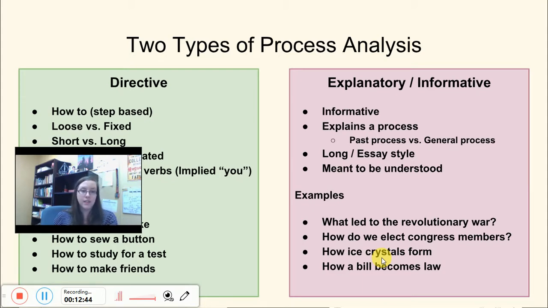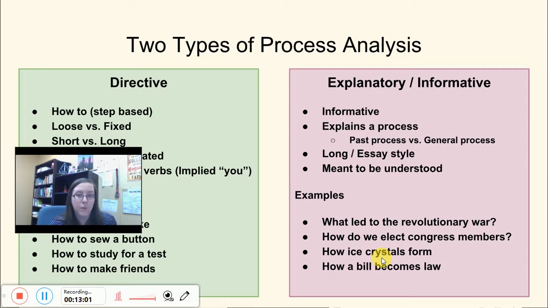So this is it. This is the last slide. These are the types of process analysis that you'll encounter. Our unit focuses on what type of process analysis? The directive, right? Because we're talking about instructions, we're going to analyze instructions, and we're going to write instructions.